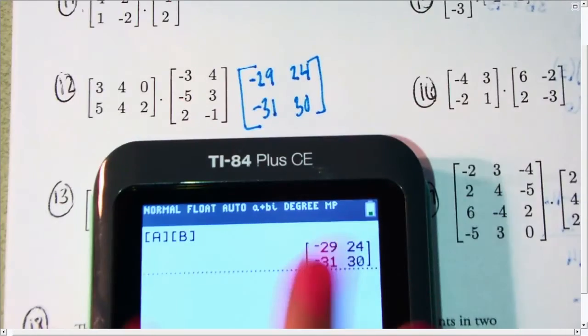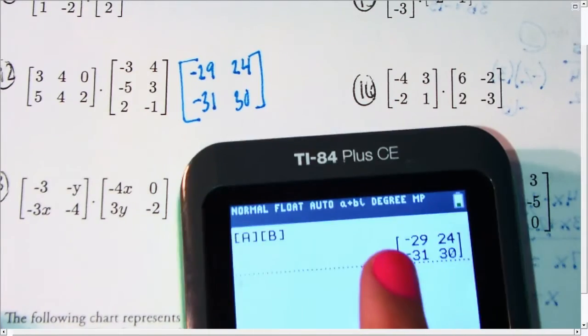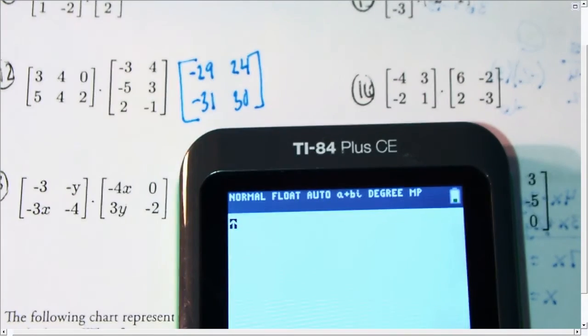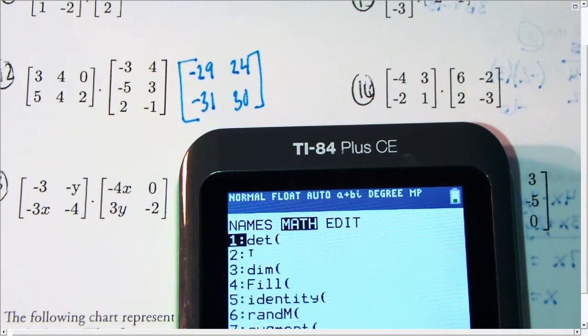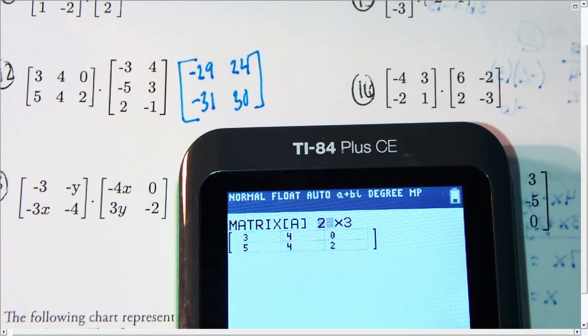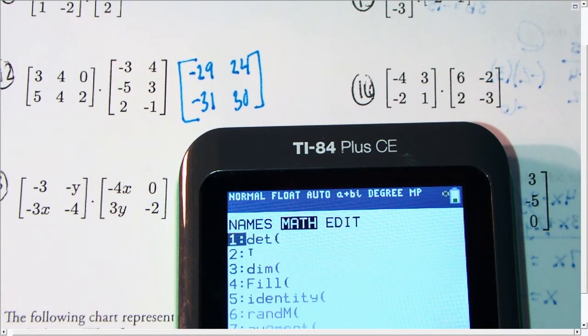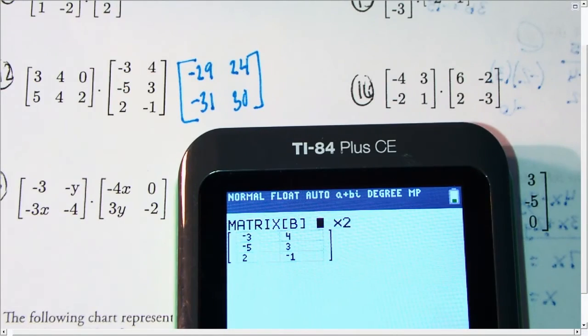Number 16, sorry, I'll move over here. Same idea. Notice how these are very repetitive. It's a lot of typing into the calculator. So that's kind of why I'm just doing the evens, because the pattern and the repetition is the same. Okay, go back in here. This is a 2 by 2.